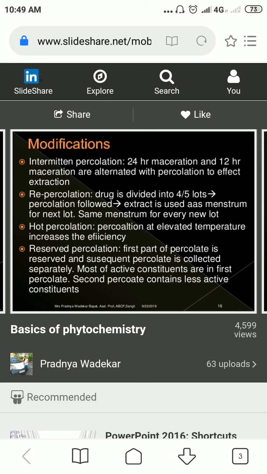Then repercolation. In repercolation, the drug is divided into 4 or 5 lots. Percolation is followed, and the extract is used as menstruum for the next lot, the same menstruum for every new lot, meaning continuous.